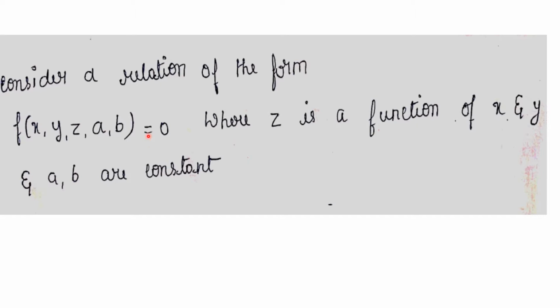Let me consider a relation of the form f of x, y, z, a, b equal to 0. Here z is a function of x and y, and a and b are the two constants. So a partial differential equation relation is of the form f(x, y, z, a, b) = 0, where z is a function of x and y. It is an equation of two or more variables, and a and b are constants.